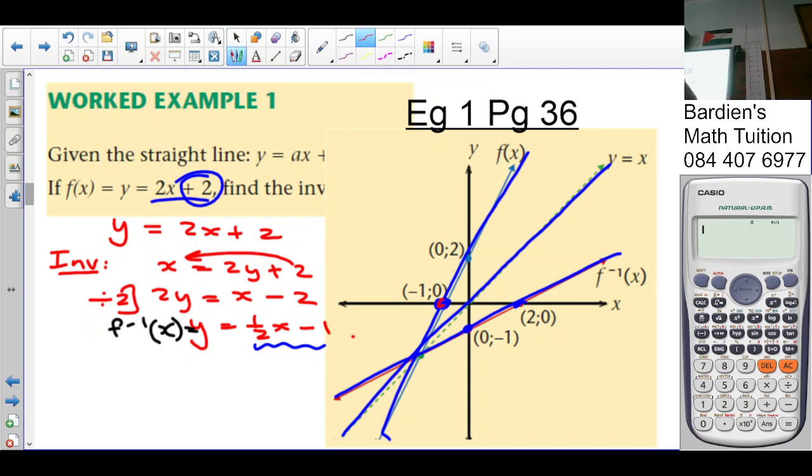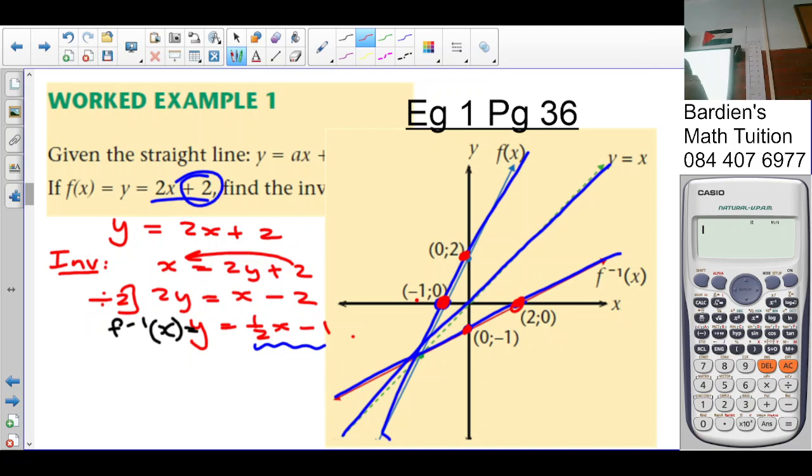And this clearly you could have seen. If I take this point into account, what is that coordinate? Minus 1 and 0. If I swap minus 1 and 0 around, it becomes 0 and minus 1. Hence that point there. You take this point into account, which is 0 and 2, swap that around, it becomes 2 and 0, which is that point there. Does that make sense, people?